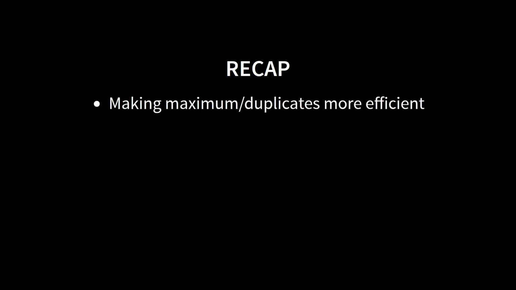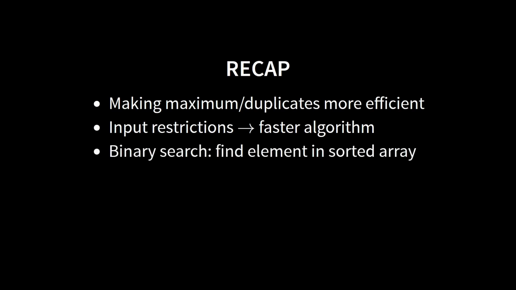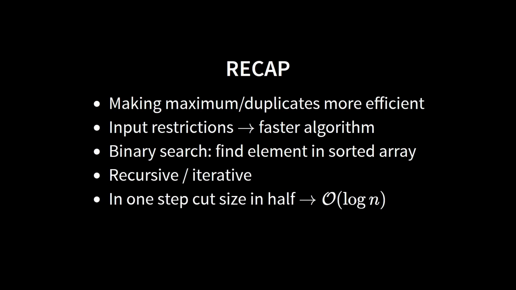Let's recap. We've thought about how to improve the two algorithms for finding the maximum in an array and for finding duplicates. We found that we can often make algorithms faster by exploiting certain properties and constraints of the input. We looked at binary search, a simple algorithm that finds a specific value in a sorted array very quickly. We looked at a recursive and an iterative, meaning non-recursive, implementation of binary search. We talked about the fact that with each comparison, we basically cut the length of the array in half, and therefore we get logarithmic time complexity.